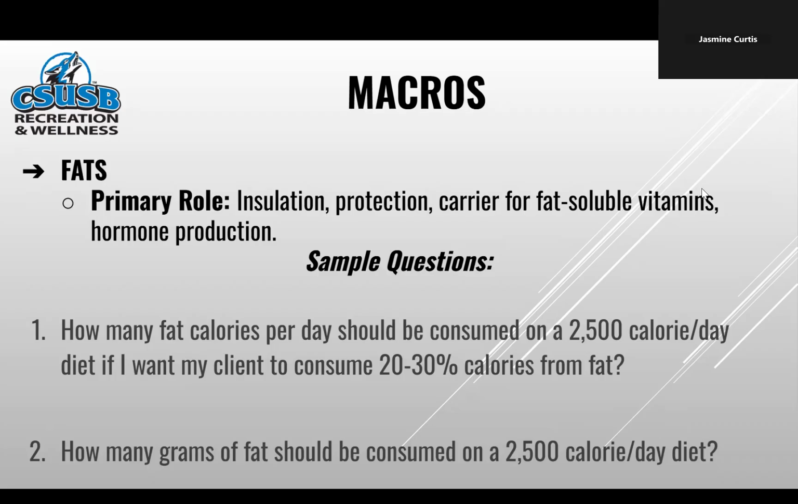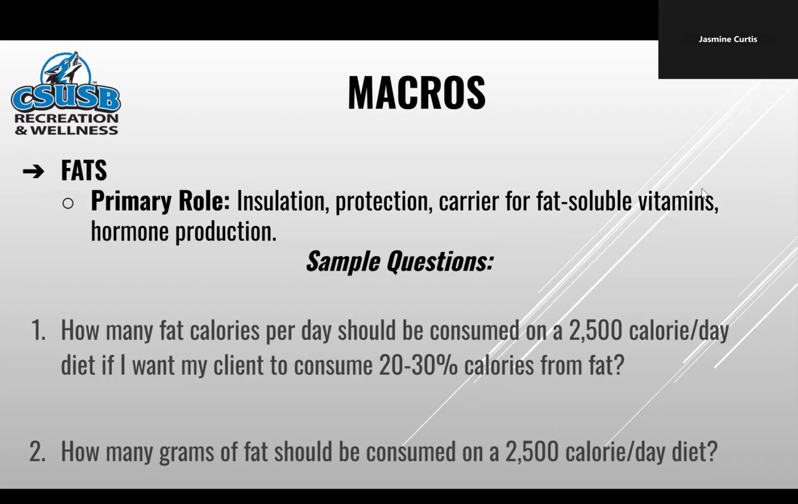2,500 times 0.2 is 500. So that's 20% of calories. 2,500 times 0.3 is 750. And so all I need to do is 500 divided by 9, and that's 55.5 grams. And then 750 divided by 9, that's 83.3 grams. So that would be my grams. And then, hey, it's just asking about calories, so we could have stopped at that first step. And then the second one is how many grams of fat should be consumed on a 2,500 calorie diet. Well, that would be that 55 to 83, that second part of the equation that we just did.